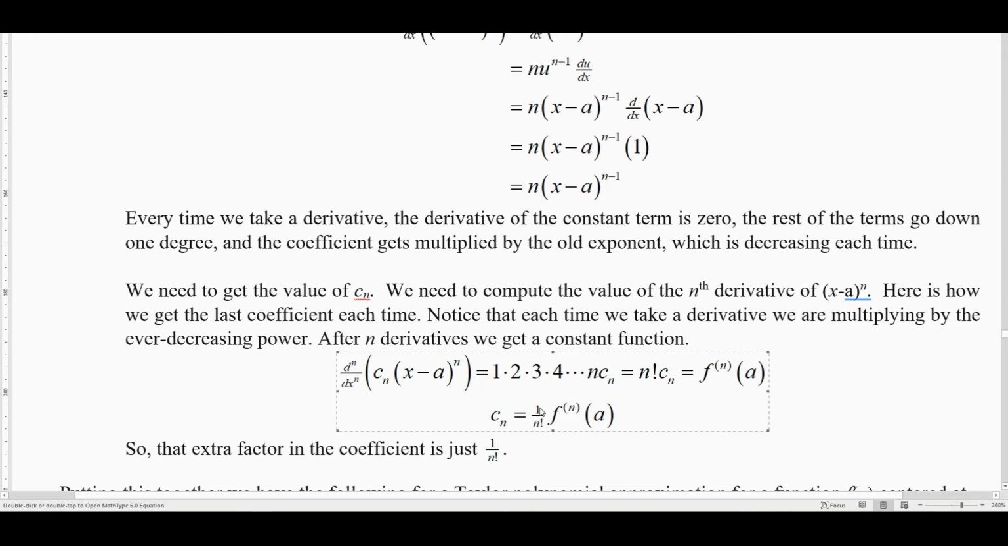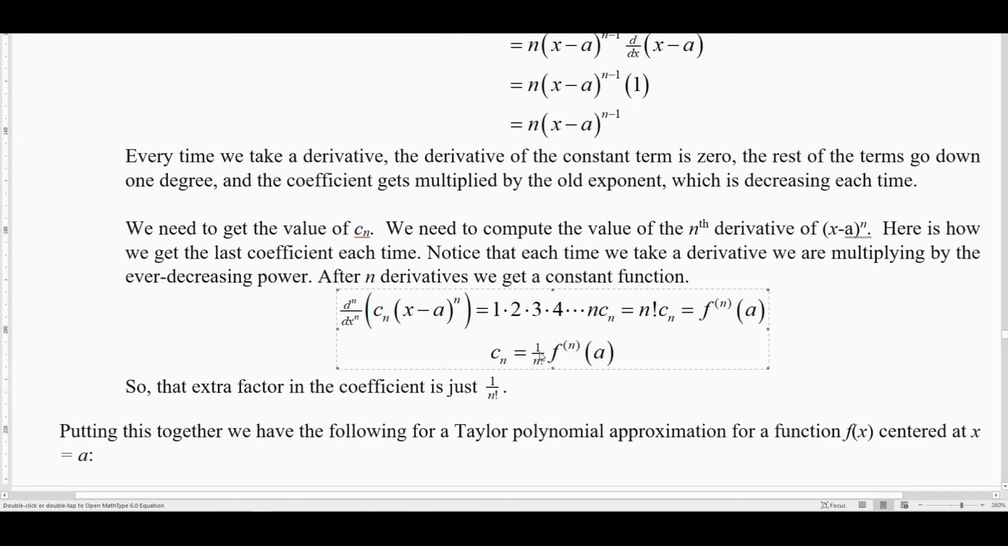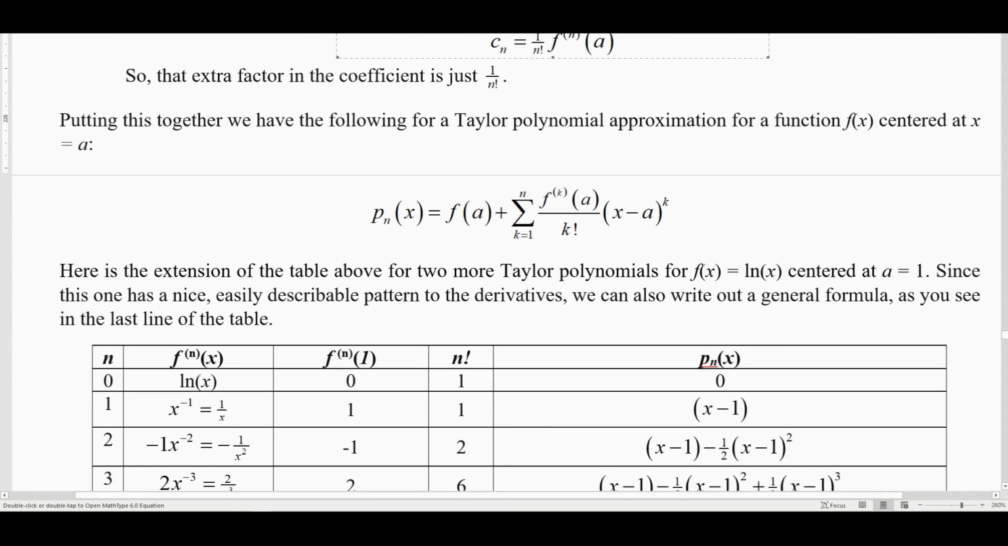So the c sub n is 1 over n factorial times the nth derivative at a. So that extra factor in the coefficient is just 1 over n factorial, along with the nth derivative, of course. So here's our basic formula. It's f of a plus the sum from k equals 1 to n of k factorial on the bottom, and the top is the kth derivative at a times x minus a to the k.